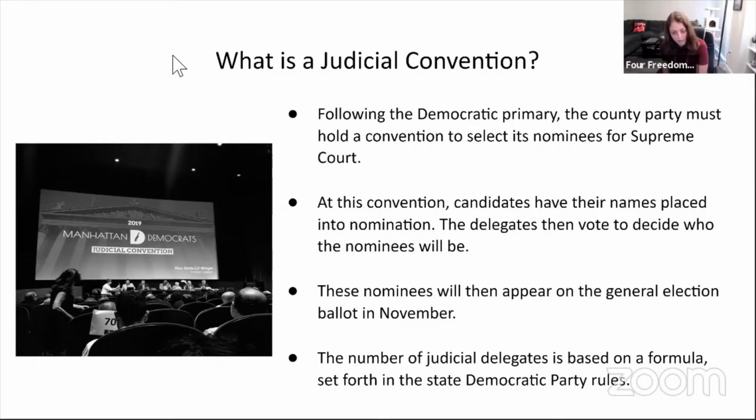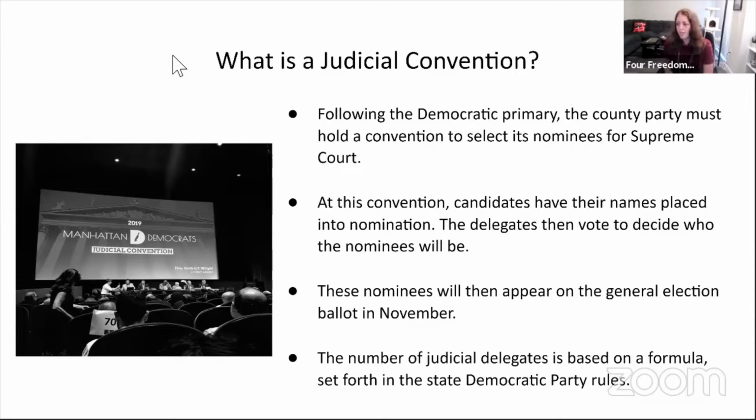These nominees then appear on the general election ballot in November. So those are the folks that you're going to see on your ballot in November, the people that this convention nominates next Thursday. And there are currently 2 vacancies on the state Supreme Court. So they will be nominating 2 nominees for Supreme Court.